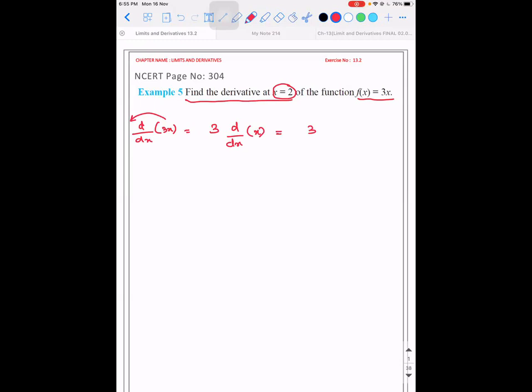So what are we supposed to do? You need to find the derivative of this function at x equal to 2. Means in the final answer, wherever you have x, you need to substitute 2. So what is the final answer you are getting? 3 only, sir. It is only 3 because it's a straight line. So the slope of a straight line is always a constant. That's why you're getting 3. Got it?